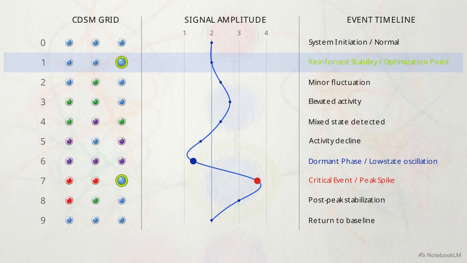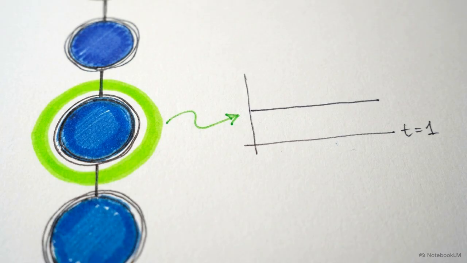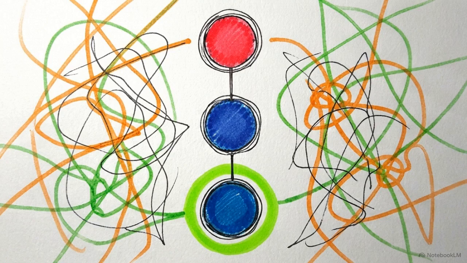Finally, at second 1, we can see how metadata overrides the state. The nodes are blue, indicating a baseline state, but the neon green ring translates to a reinforced stability marker without changing the numerical amplitude. By collapsing amplitude, event flags, and time, the CDSM provides a unified reading that a separate signal graph cannot provide. This is the 60-second matrix sequence.